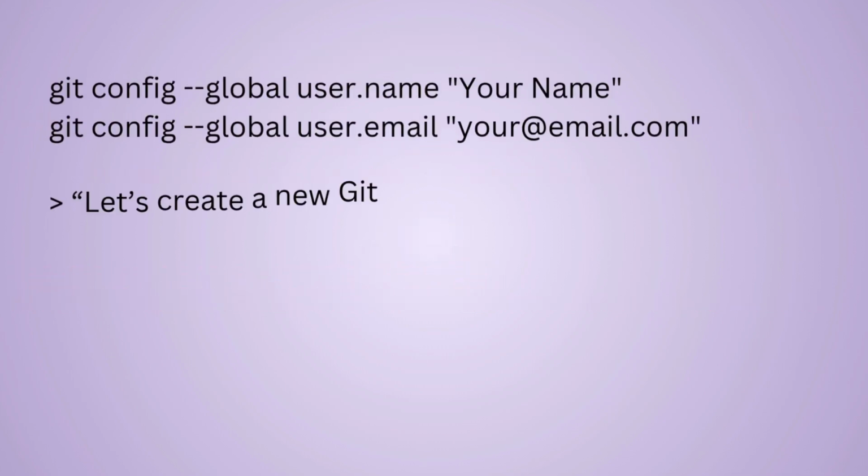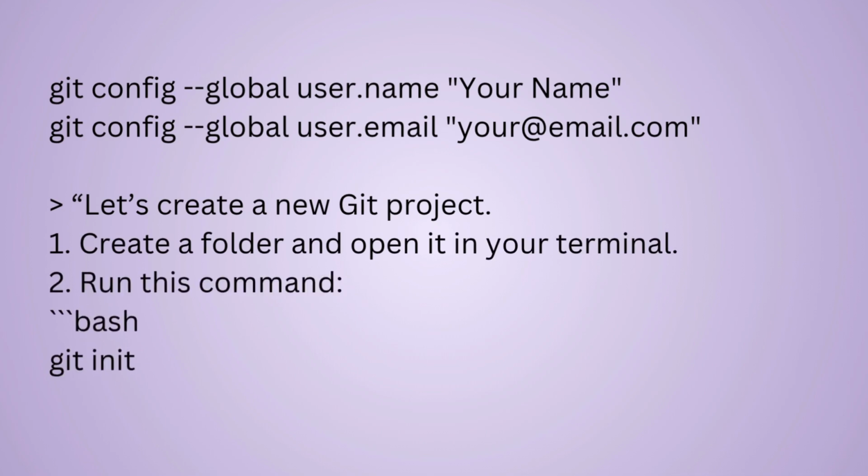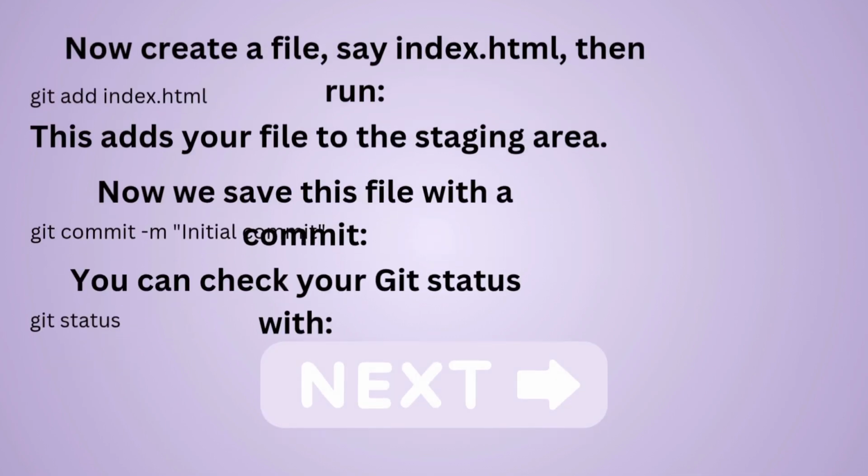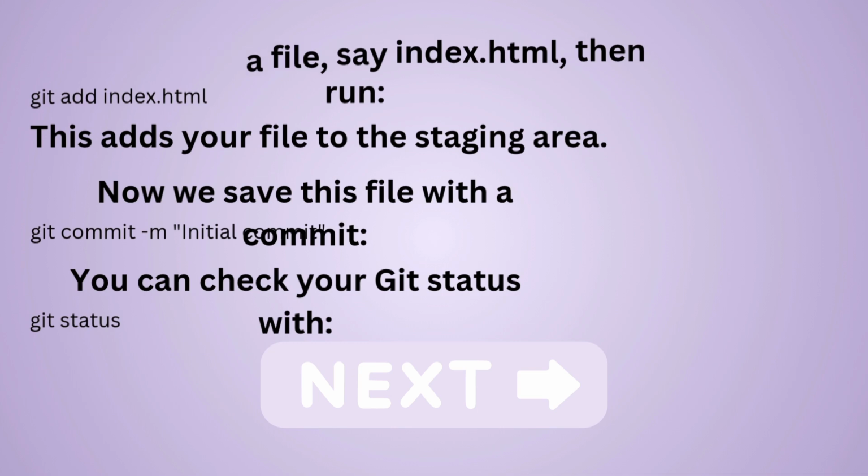This initializes a Git repository in your folder. Now create a file, say index.html, then run git add index.html. This adds your file to the staging area. Now we save this file with a commit, git commit -m "initial commit". You can check your Git status with git status.